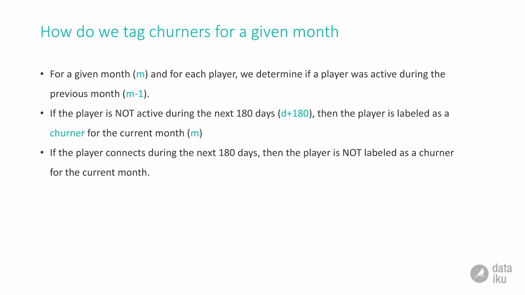So specifically, the way that we define it is we say, let's take a given month in our data set, and for each player, we're going to say, okay, were they active in the previous month? And then, if they weren't active in the previous month, we're going to look forward in time and say, if from this month we know in the data that they didn't log on for another 6 months, we're going to consider this an active churn.